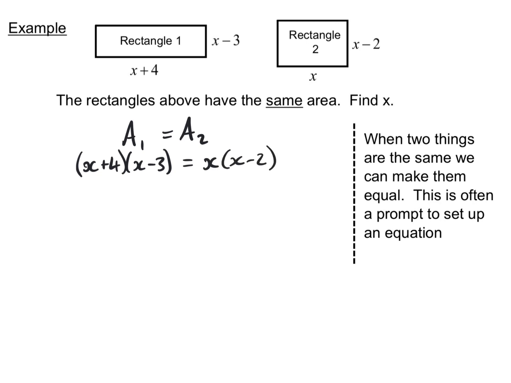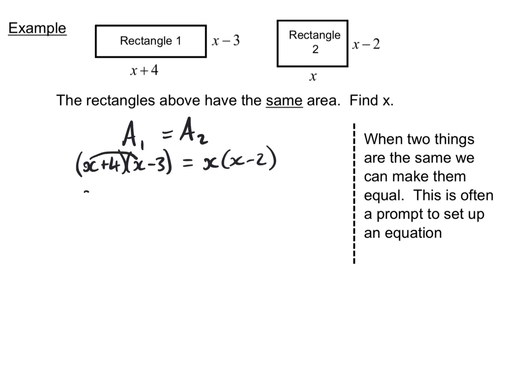So what I now have is a situation where I've taken this idea of two things being the same. I've said, well, area 1 is equal to area 2. And then I've worked out what an expression for area 1 is and an expression for area 2 is, and I've made them equal as well. From there, it's just an equation with brackets. So we're going to multiply out the brackets.